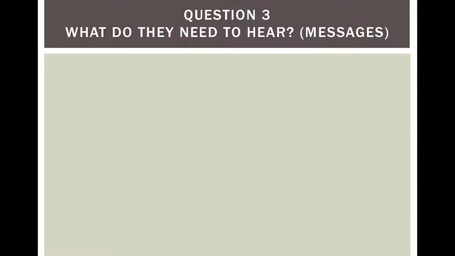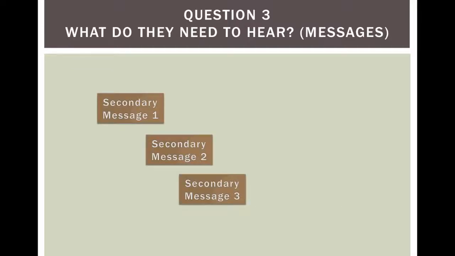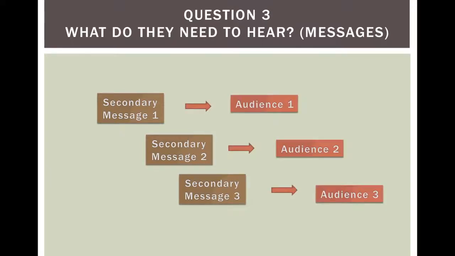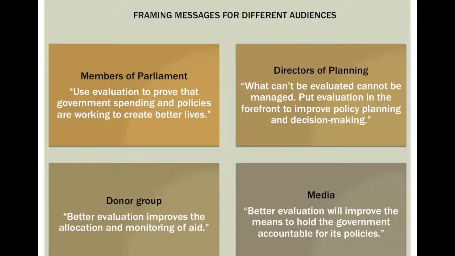The primary message will then guide the development of more specific secondary messages that will be directed at different audiences, perhaps on different aspects of the primary message. The stakeholder analysis should provide important information that should assist you in the preparation of these effective messages. Secondary messages also often explain how the objectives of the primary message will be met, including the actions that should be taken by the audience addressed. It is also important to note that several secondary messages may be needed, each framed to the specific needs of an audience. For example, a tailored message to a parliamentarian may say, use evaluation to prove that government spending and policies are working to create better lives.